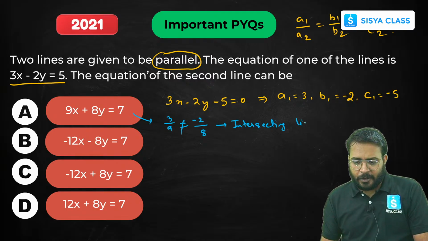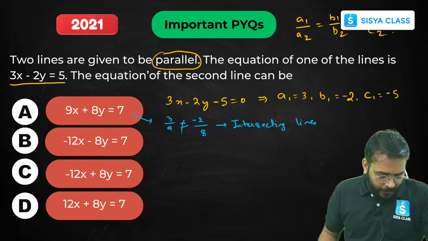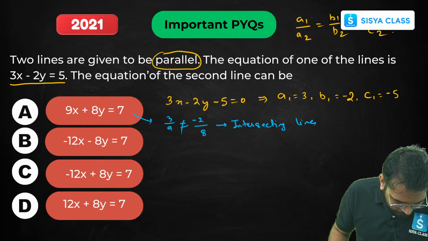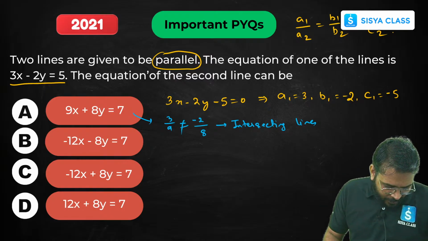Intersecting lines. Okay. All right. Fine. So, okay, I am here. Look at my message. Yes. Okay, I am looking at your message.